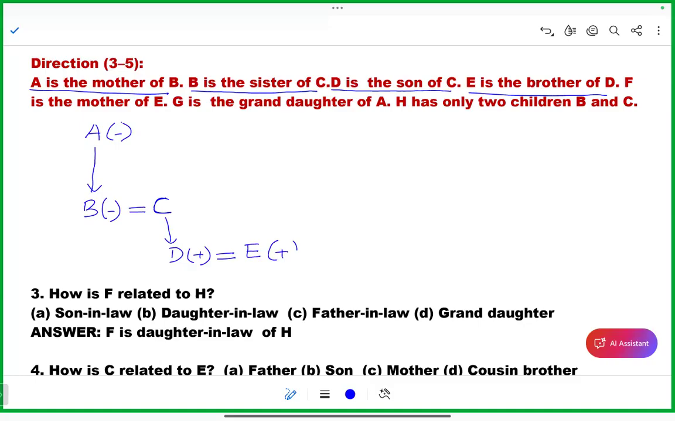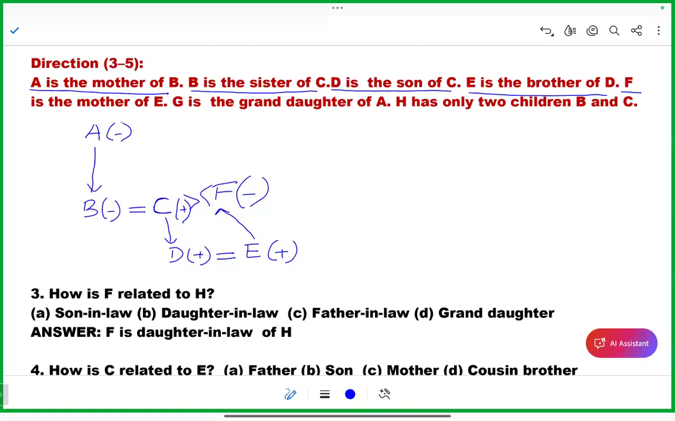F is the mother of E. Oh, F is the mother of A. So A's mother is F, and A's father is C. That means these two are married, and C is your father.